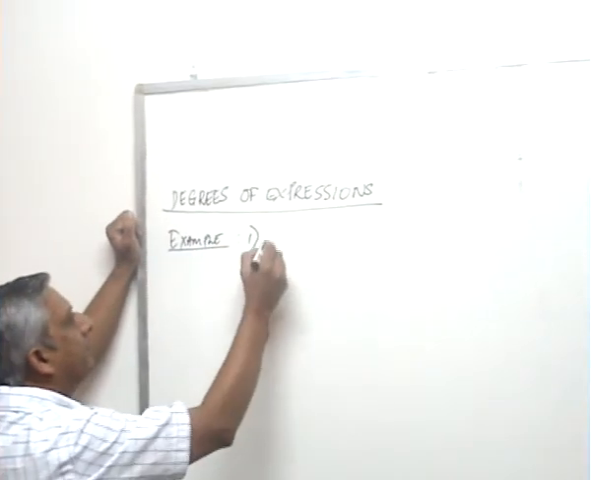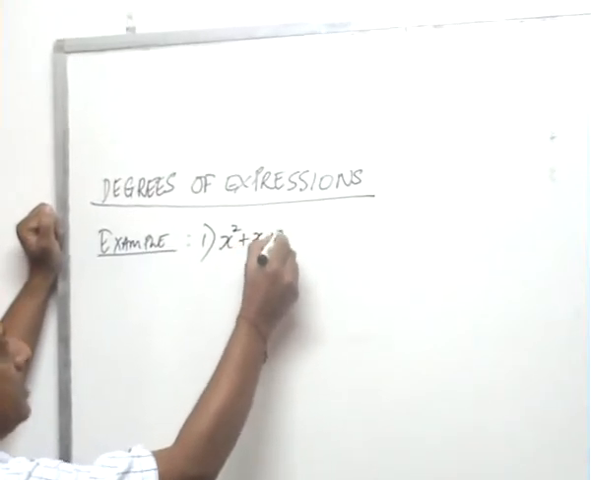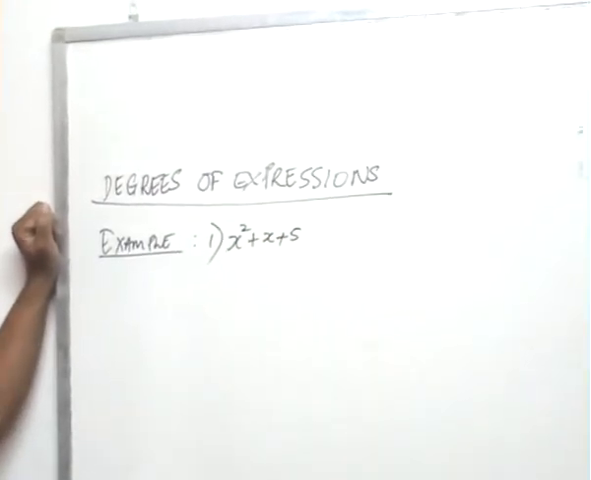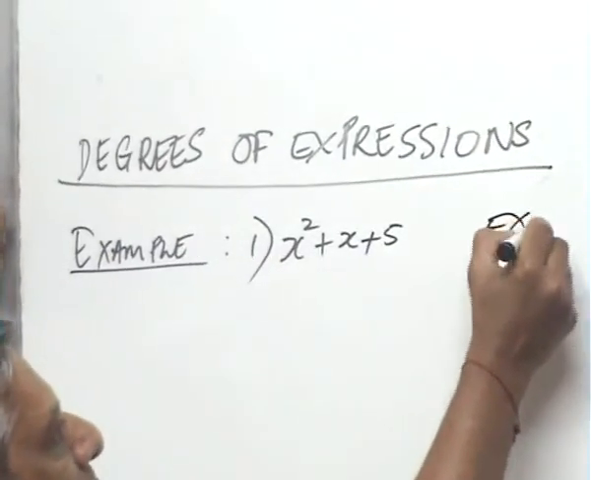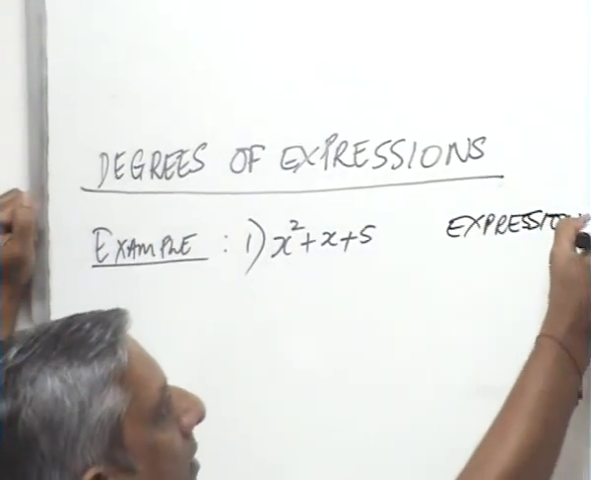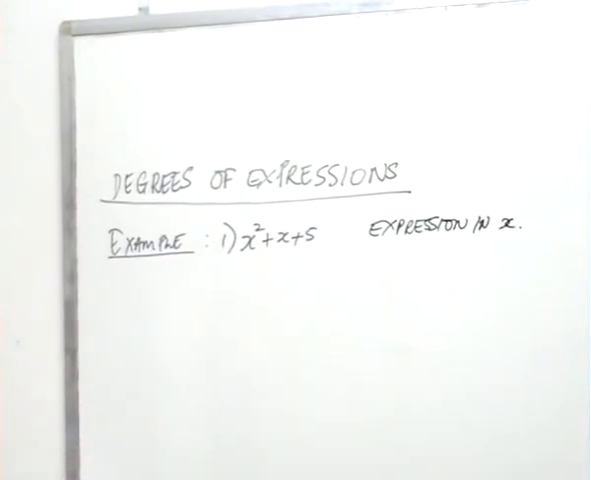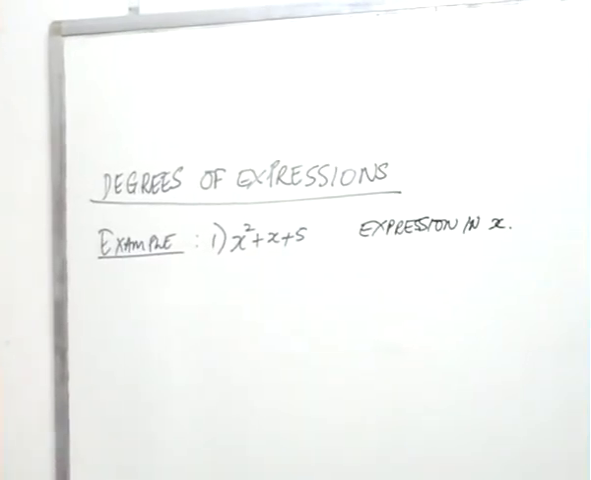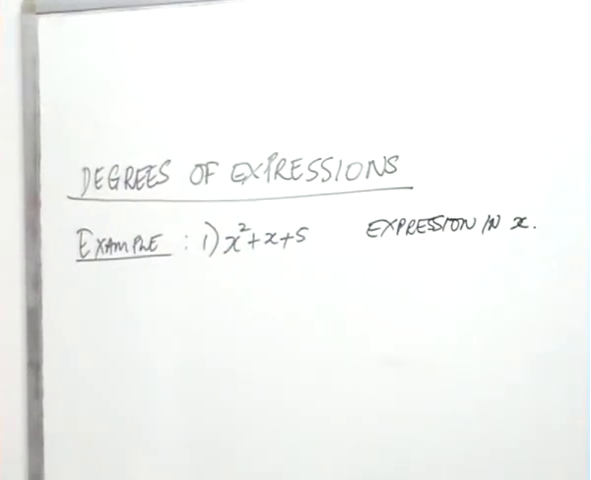If you take example 1 and you look at it, it is an expression in x. That's how we talk. This is an expression in x, because there's only one letter in it, x, appearing 2 times.